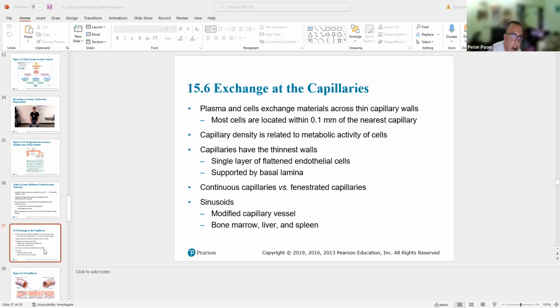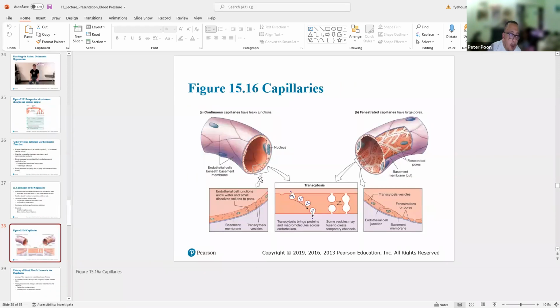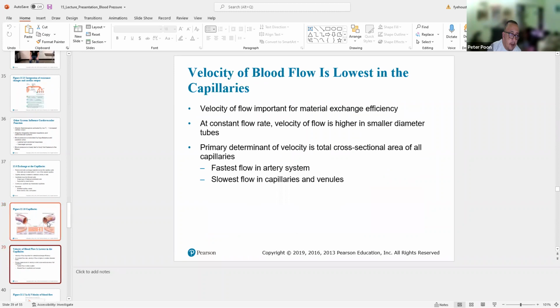Okay. So plasma exchange in the capillary. The whole purpose of the blood vessels is basically tubing, except the capillaries. In anatomy, we learn the three types of capillaries, so maybe go over those. Continuous, fenestrated, and sinusoidal.